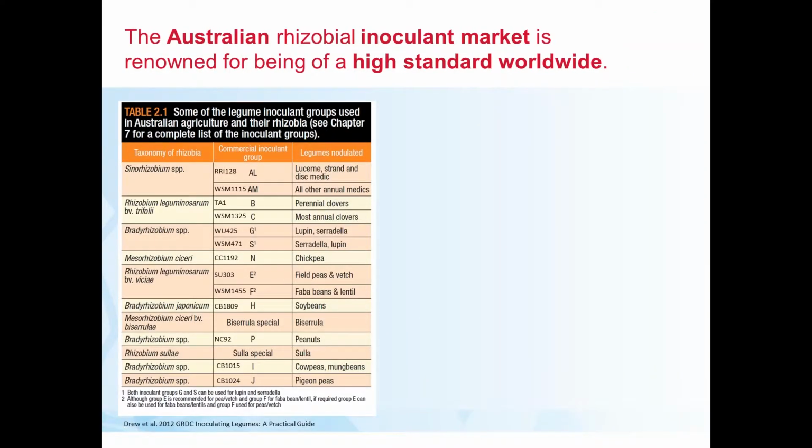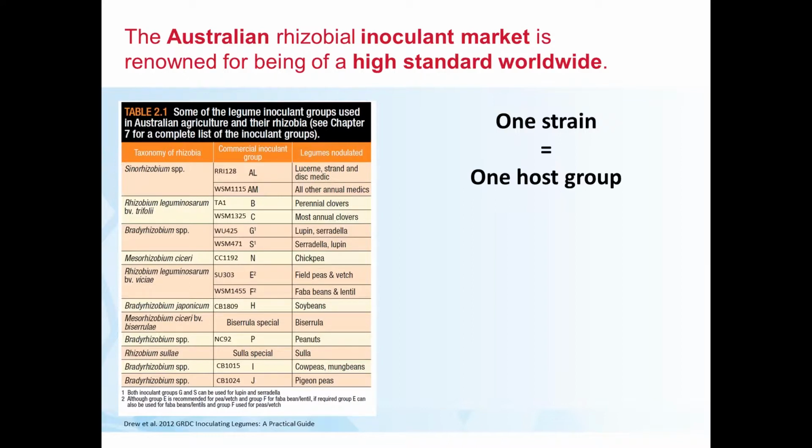So it's really amazing. The Australian rhizobial inoculant market is renowned for being really high quality and it sets a high standard worldwide. This is in part because of this quality assurance program and the extensive steps taken to select a strain. Australia is unique in that we have one strain for one host group.